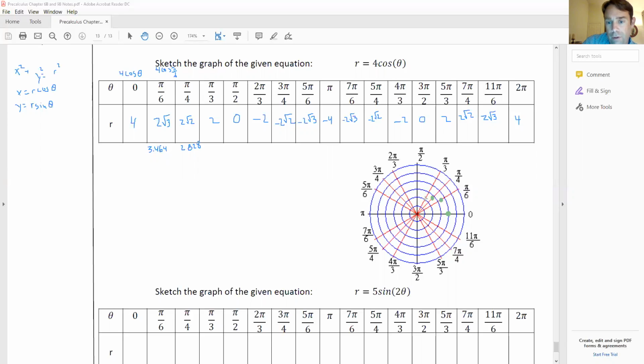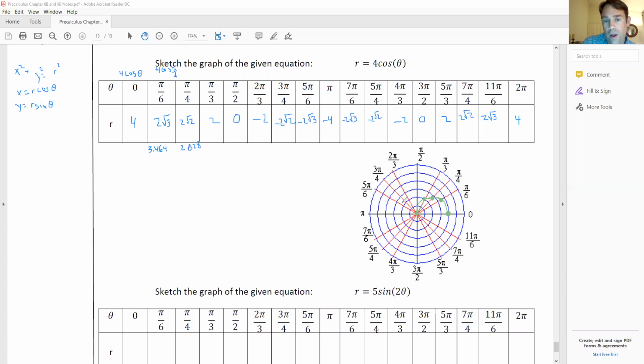And then at pi over 3, it's at 2. And then I'm at 0. So let's try to take a look at what this graph looks like to begin with. There we go. So it looks kind of something like that. It's like a little semicircle here.